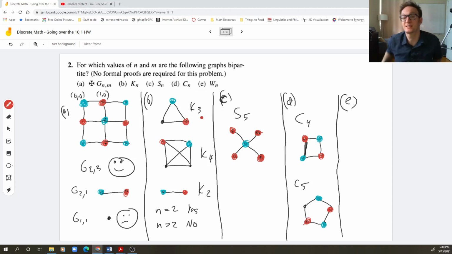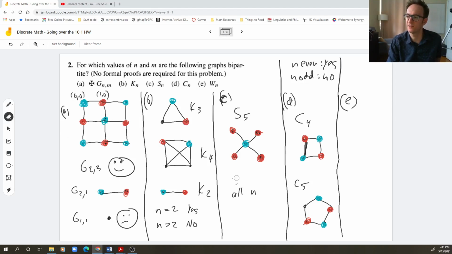And so the answer to part D is that the cycle graph is bipartite when n is even, but not when n is odd. I guess I'll write that down for my answer. So for what values of n? All of them. And here I'll say that if n is even, then the answer is yes. But if n is odd, the answer is no. That's my answer to part D.